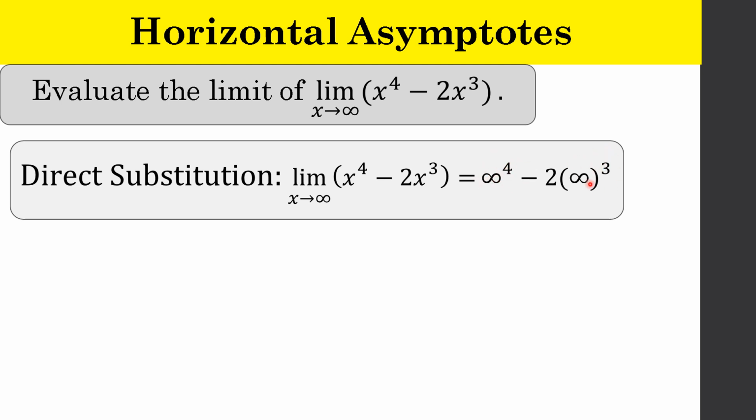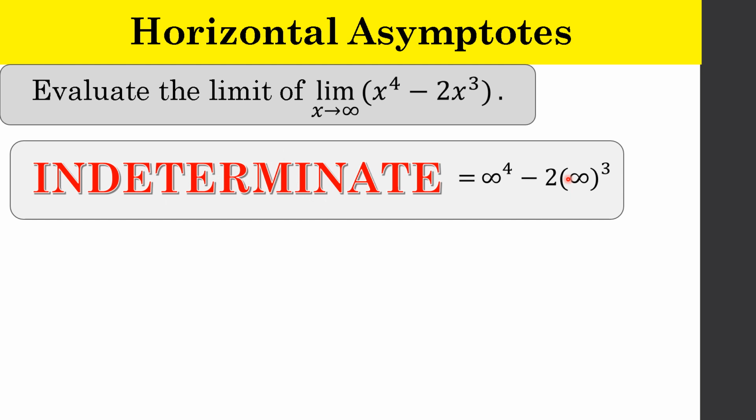Here naman we have infinity to the third power, or infinity cubed. Then the limit of this expression is negative infinity. And we are not allowed to subtract positive infinity and negative infinity. So hindi pwedeng i-combine yung positive infinity at saka yung negative infinity. So, this makes the function indeterminate.